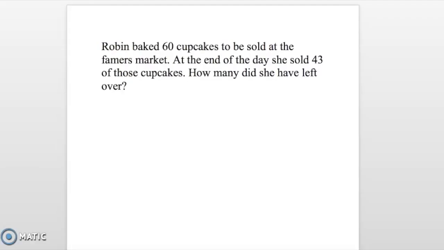The original problem was that Robin baked 60 cupcakes to be sold at the farmer's market. At the end of the day, she sold 43 of those cupcakes. How many did she have left over? After completing the problem, we have found that Robin had 17 of those cupcakes left over.